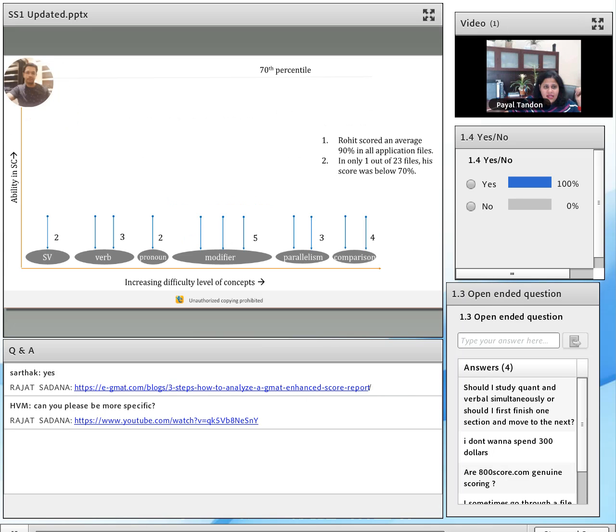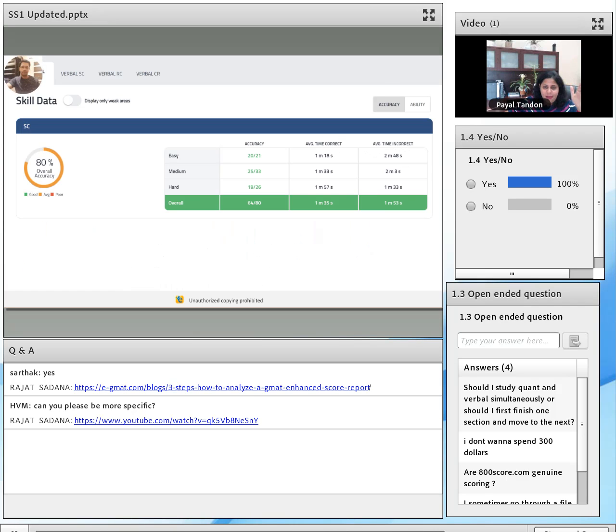Okay. Now, what he did was he scored an average of 90% in all the application files. Only in one of the 23 files, his score was below 70%. Okay. Now, this shows that he went through the course in the right manner. Okay. So, because he went through the course in the right manner, when he started off his cementing, he didn't really need to solve a whole lot of questions to get to that 90th percentile. If you take a look at it, he took an easy quiz.